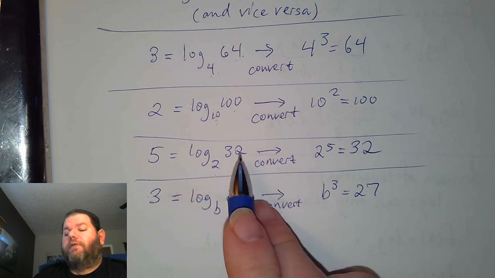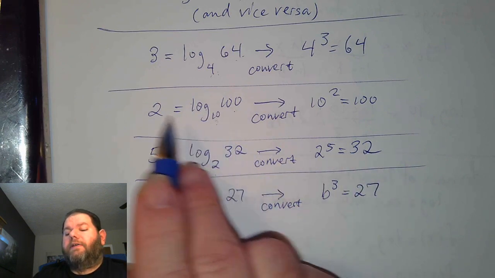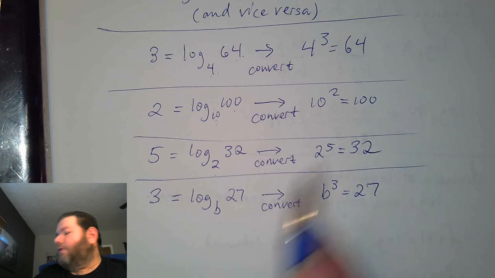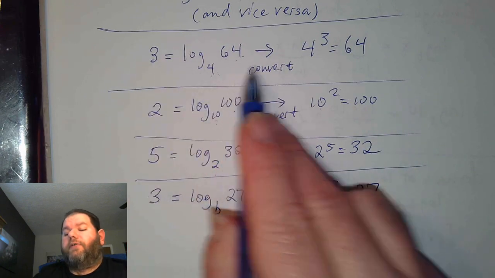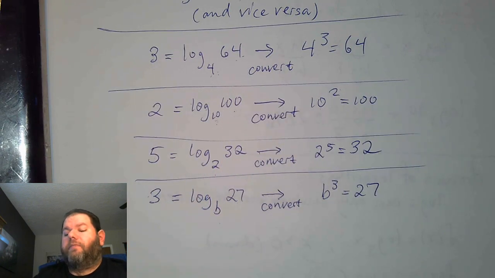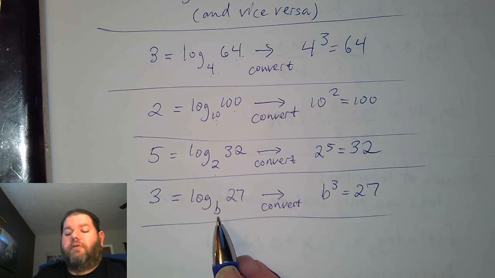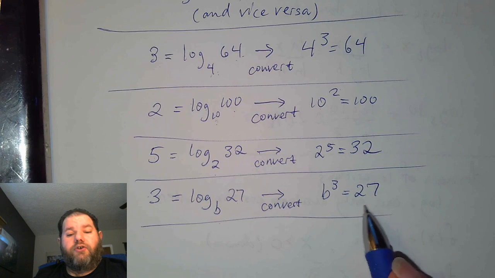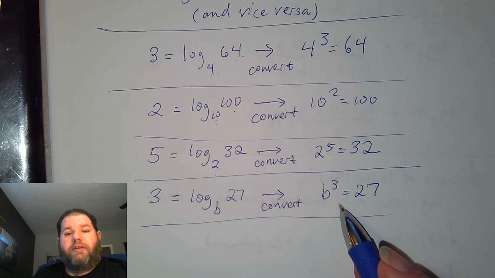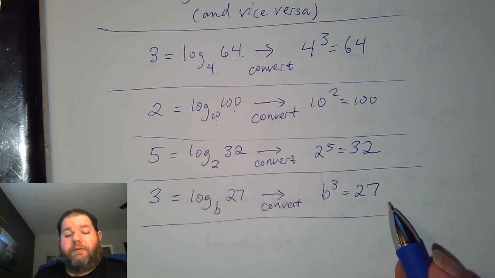2 to the 5th is 32. 10 to the second is 100. 4 to the third is 64. This one, in this case, if we're trying to solve for b, we would convert it and then solve this equation now. In which case, we would just take the cube root of both sides and say b is 3.